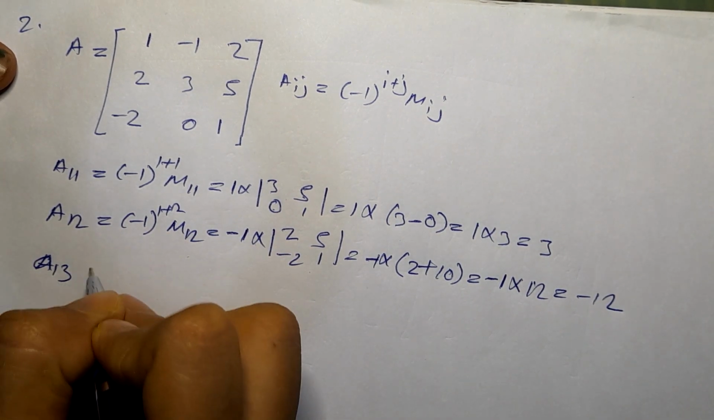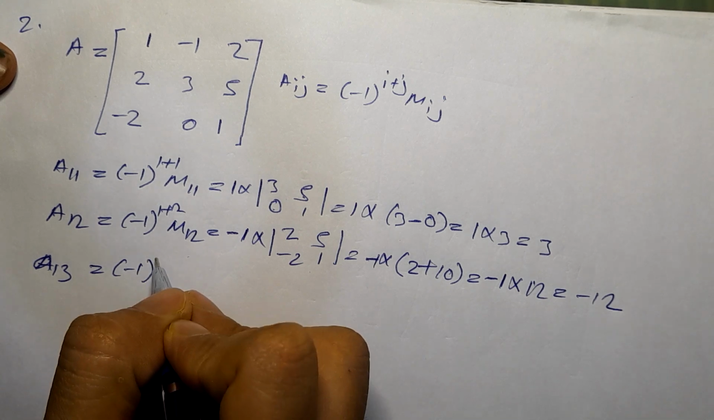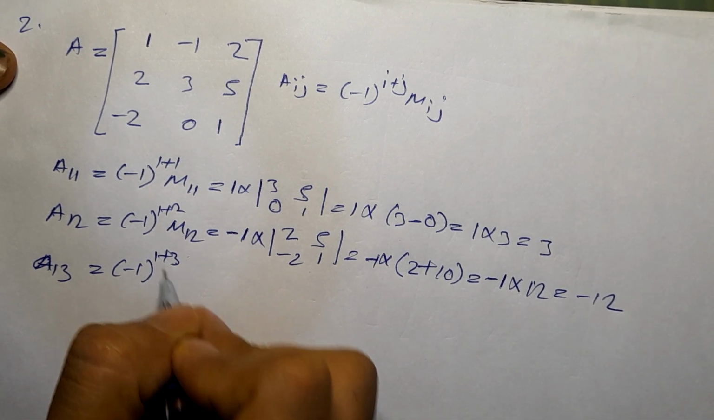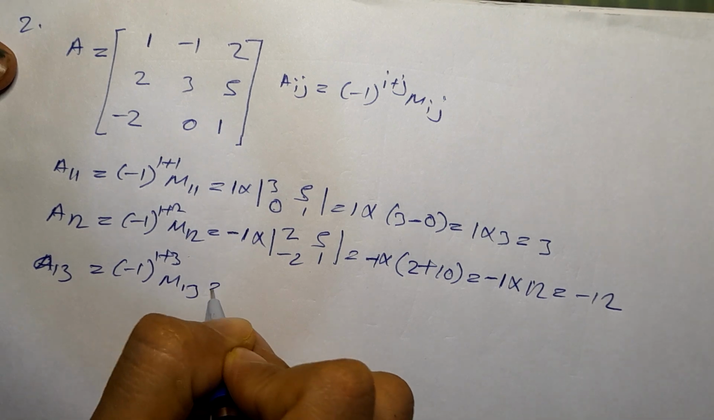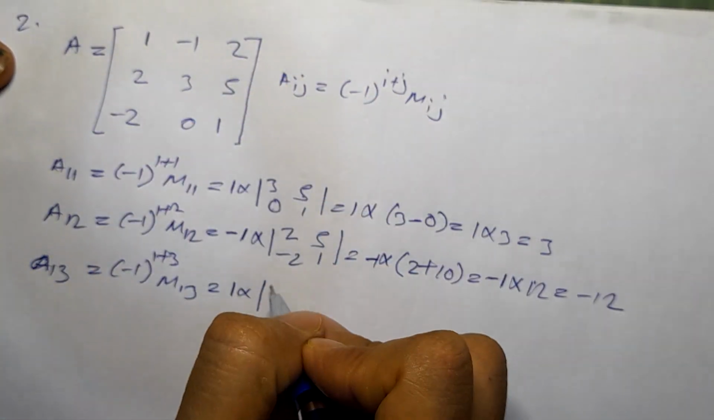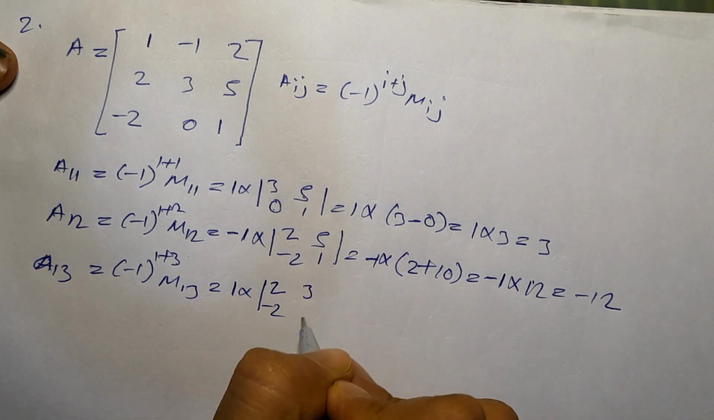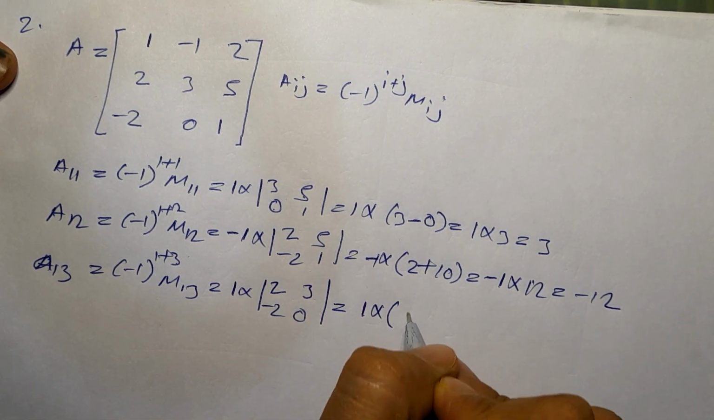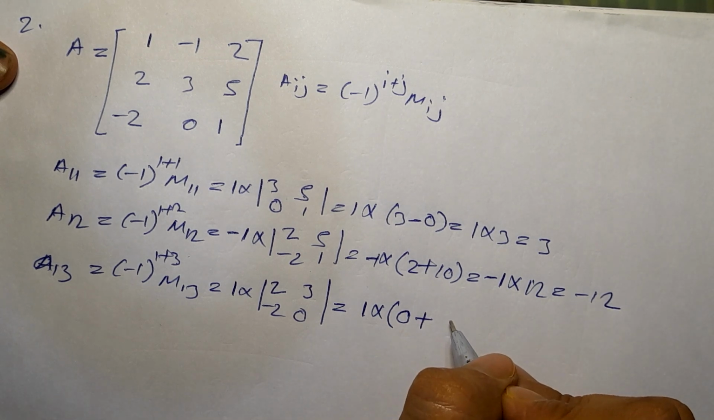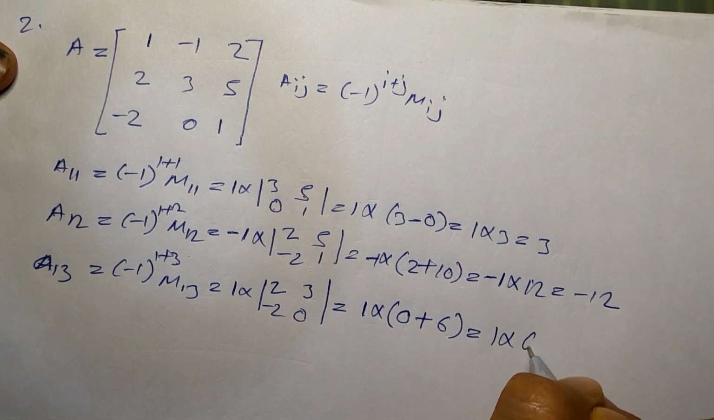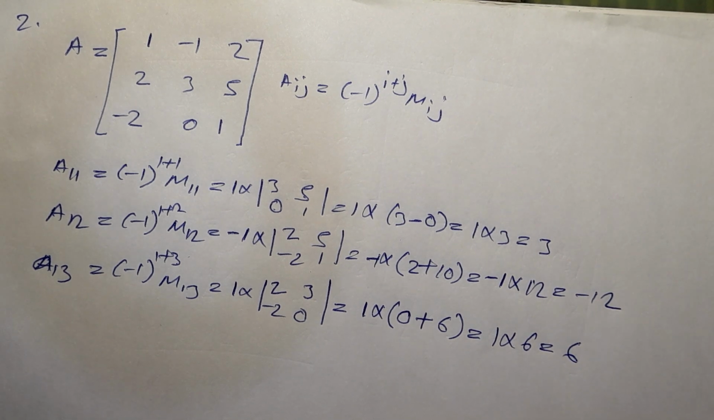Capital A13, (-1) power 1 plus 3. Now it will be plus again, 4, 3 plus 1 is 4. M13, it will be positive into M13, eliminate first row and third column. 2, 3, minus 2, 0. So it will be positive into determinant, 0 minus becomes plus, it will be 6, so 1 into 6 equal to 6.